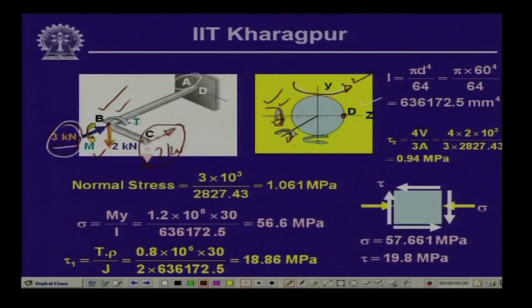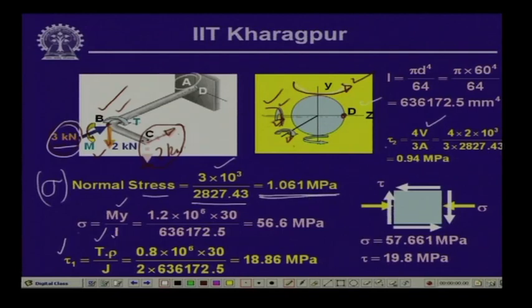So, there will be shearing stress produced because of the twisting moment T, shearing stress because of the shear force V, bending stress because of M which is acting about the y axis, and normal stress because of the axial compressive force. The normal stress sigma because of the axial compressive force is equal to the axial compressive force divided by the area, which is equal to 1.061 megapascal.